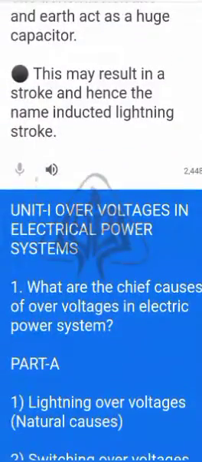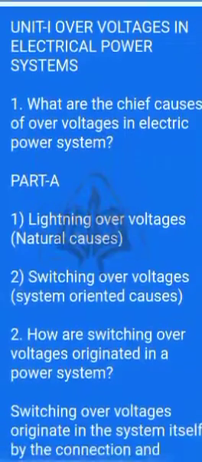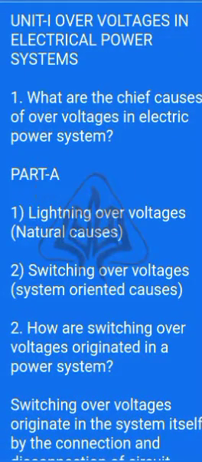Overvoltages in electrical power systems. 1. What are the chief causes of overvoltages in an electric power system? 1. Lightning overvoltages, natural causes. 2. Switching overvoltages, system-oriented causes.